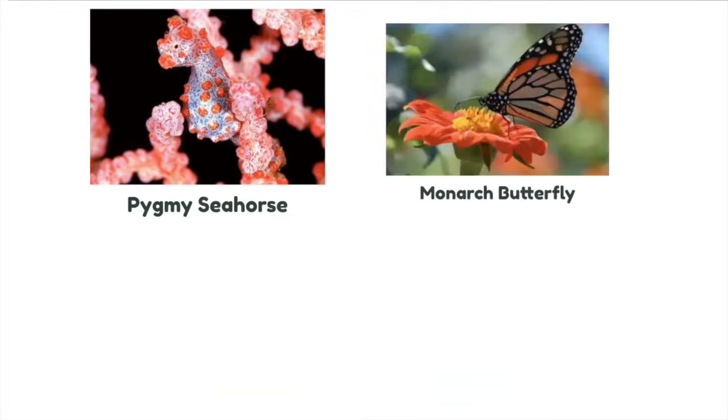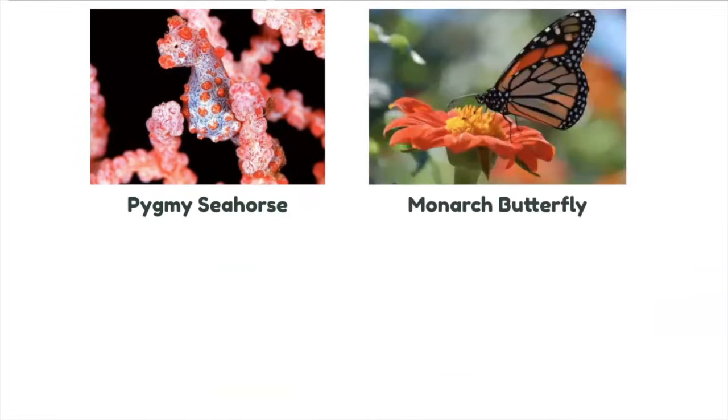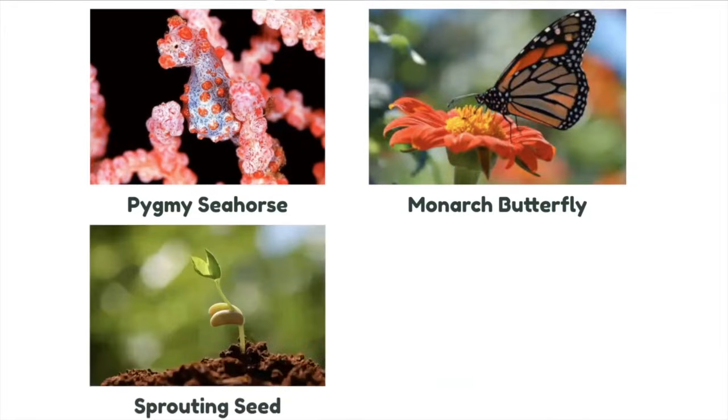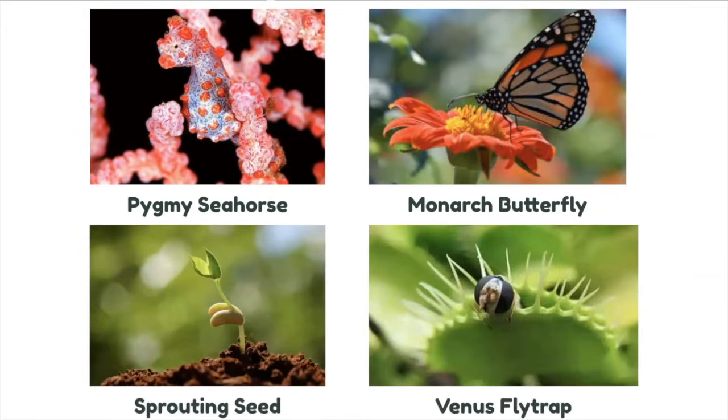For example, we have the pygmy seahorse. This is a pygmy seahorse camouflaging itself with its environment. It shows evolution and adaptation to survive, which is a characteristic of life. Another one is the monarch butterfly. It is obtaining fuel in the form of nectar from flowers, which shows acquisition and use of energy. This one shows a sprouting seed, which shows the characteristics of life: growth and development. Lastly, this image shows a flytrap closing its trap, which shows an organism's response to the environment.